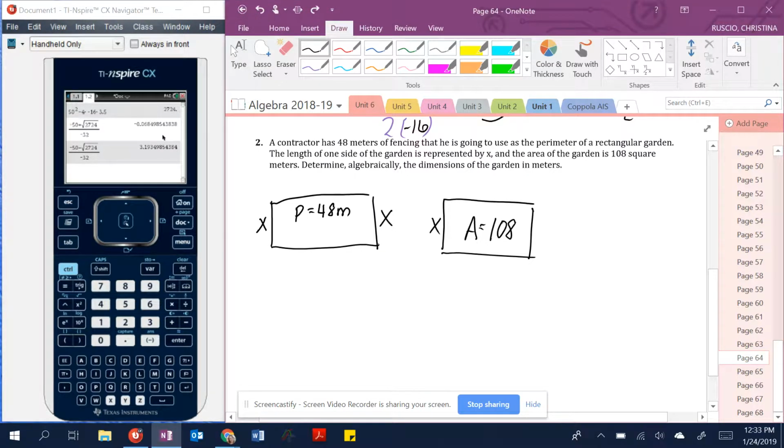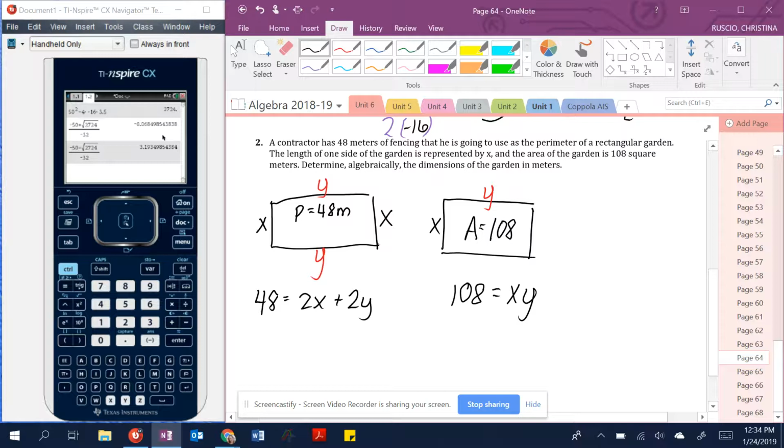Perimeter is adding all the sides. Area is multiplying. But here's the deal. We don't know any relationship for the other side, so I'm just going to bring in a y. We don't know it. So we do have information. It looks like we might have to have two equations because there's a perimeter. We know that the perimeter is equal to 2x plus 2y, right? 2x plus 2y. And then area is equal to 108, which is x times y.